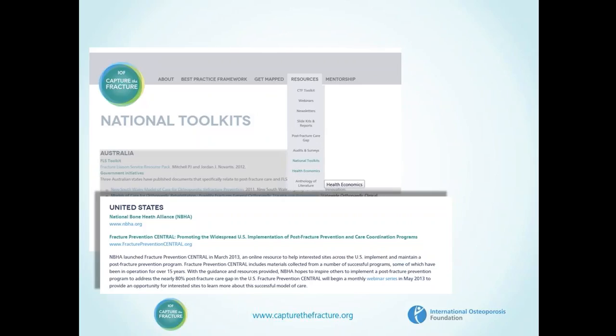Here we're showing what's available from the US, and here you can see the National Bone Health Alliance is also on this website. For example, here we have also Australia. And another country, New Zealand, has just recently passed a national priority for secondary prevention of osteoporotic fractures. So we can see that things are moving on.